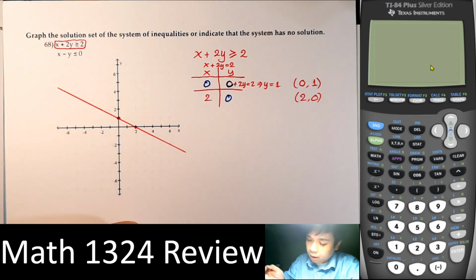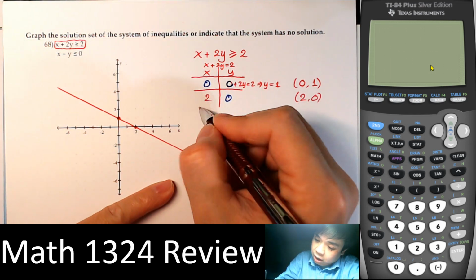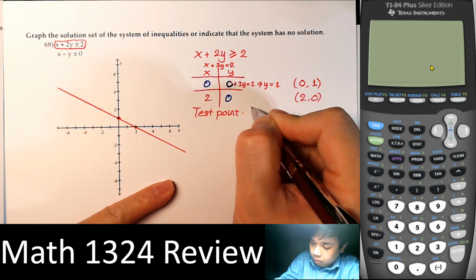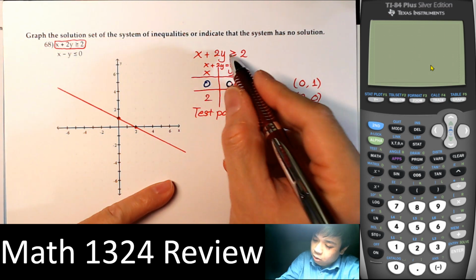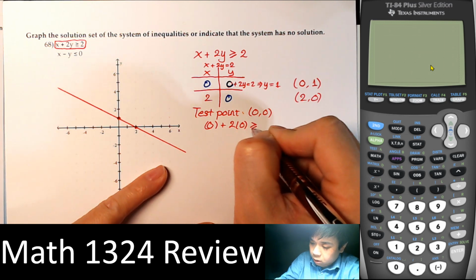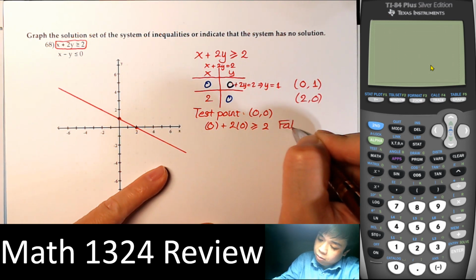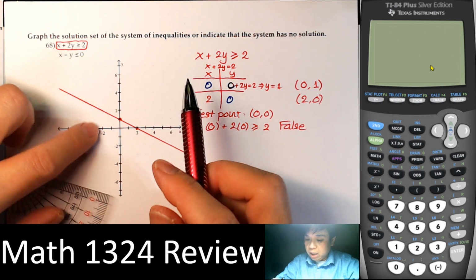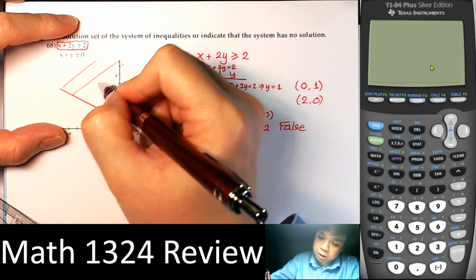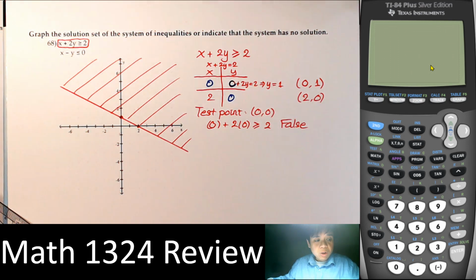Now we pick a test point to see if we shade above or below it. Let's use the test point 0, 0. So put 0 and 0 in here, and we have 0 greater than or equal to 2, that is false. If this is false, we're not going to shade the side containing this point, we're going to shade the opposite. So it's going to be this. That's the first part.